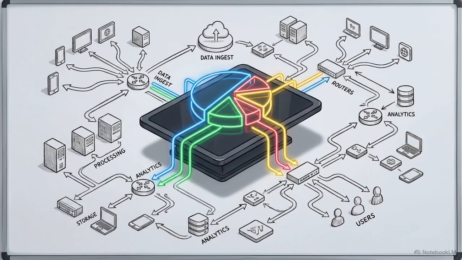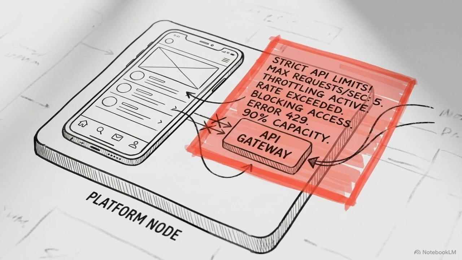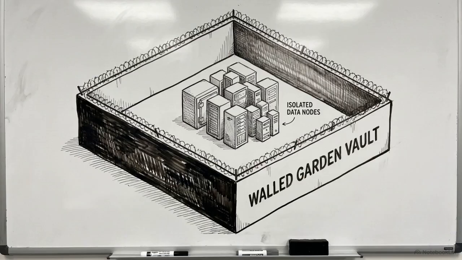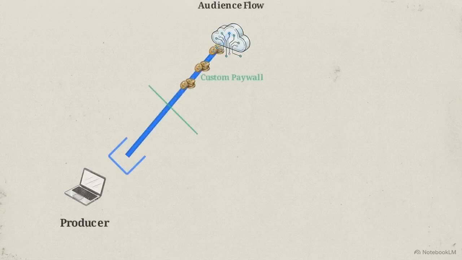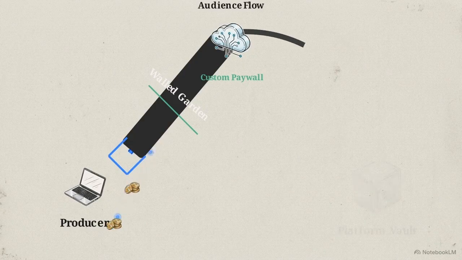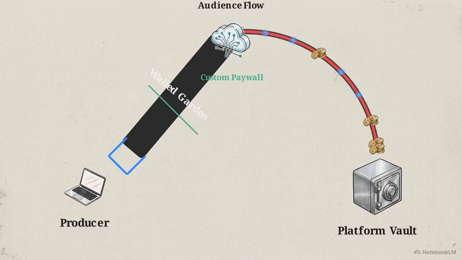Beyond network topology, we have to look at the business logic of streaming, specifically the inherent risk of broadcasting directly into native social platforms. Platforms like Facebook and YouTube are walled gardens. They are engineered to capture your audience and subject you, the producer, to strict API limits and viewing duration caps. This architecture prevents you from implementing custom paywalls. It also blocks you from collecting first-party data, routing viewer information and ad revenue directly into the platform's vault.